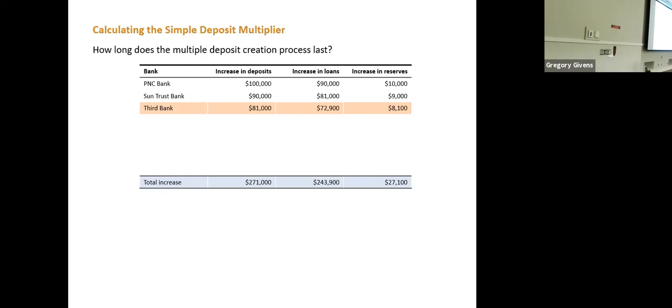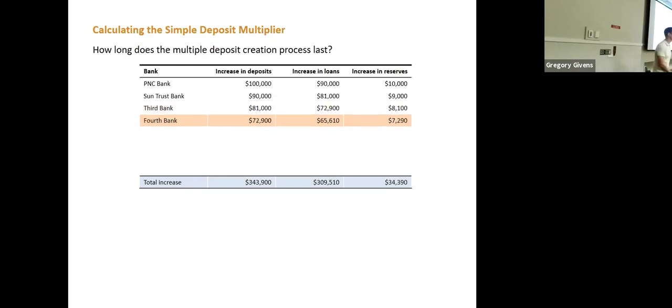That 81,000 eventually got deposited into a third bank, where that third bank kept 8,100 in reserves and loaned out 90%, or 72,900. Now, up to that point, which is where we stopped, what did we see happen? The total increase in deposits was $271,000. That's how much the money supply expanded by. The total increase in loans was $243,900, and the total increase in reserves was $27,100.